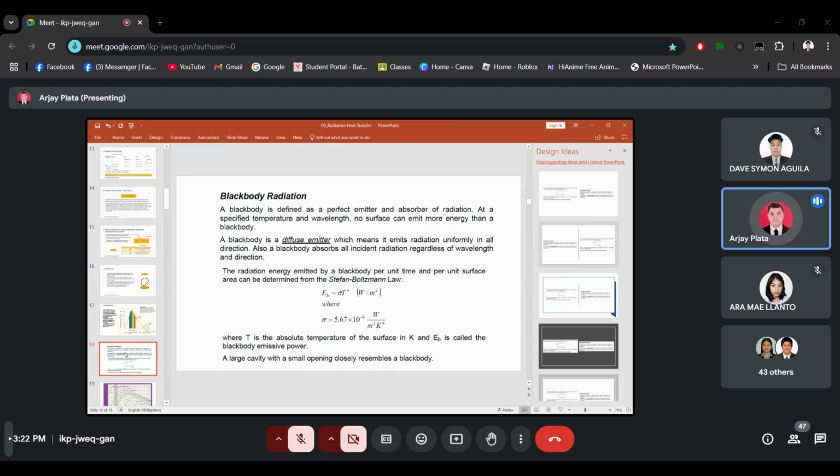So this is our Stefan-Boltzmann law, where sigma is 5.67 times 10 to the negative 8 watt per meter squared Kelvin to the fourth.